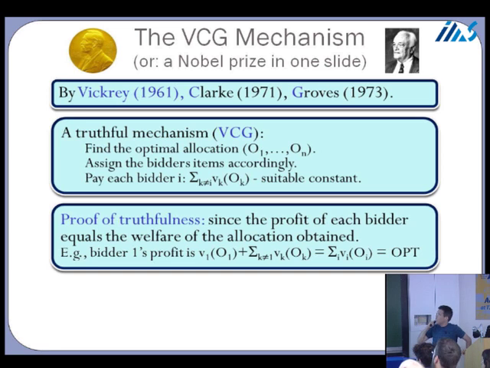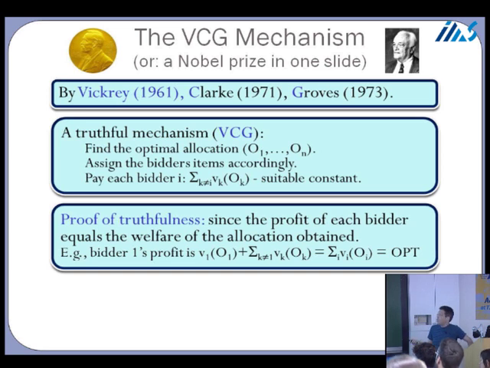So what is the VCG mechanism applied to combinatorial auctions? Let's find the optimal allocation, O1 to ON. So bidder 1 gets a bundle O1, bidder 2 gets a bundle O2, and so on. We assign the bidders the items accordingly. And then we pay each bidder i the sum of the values of all the other bidders in that optimal allocation.